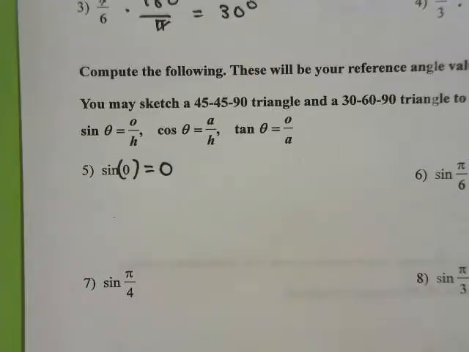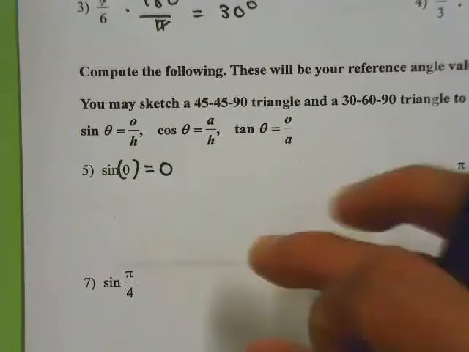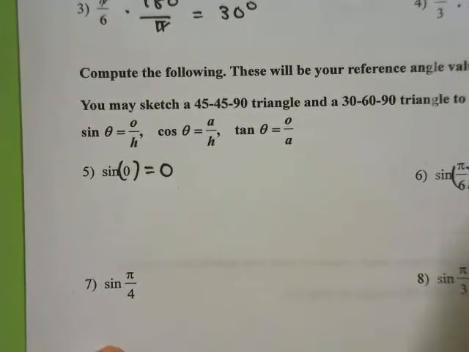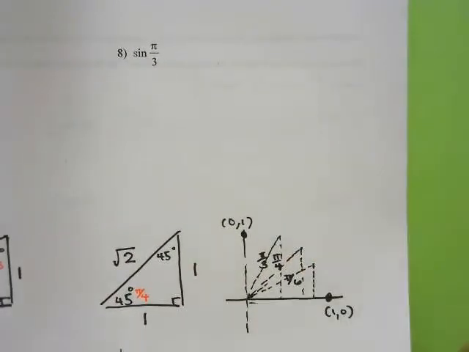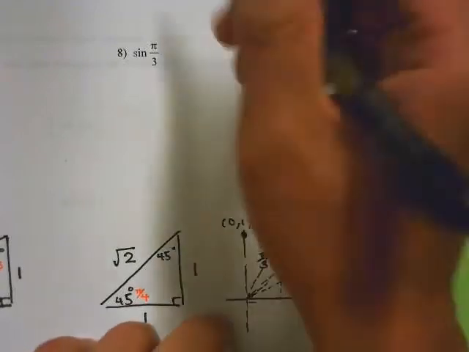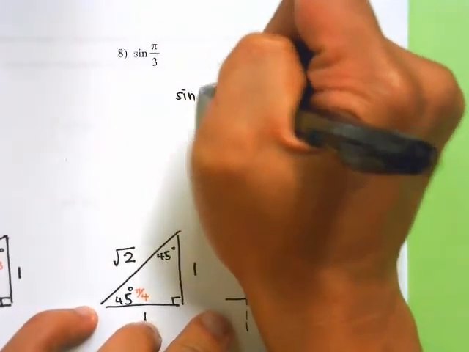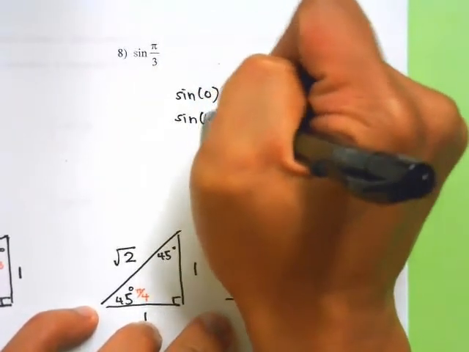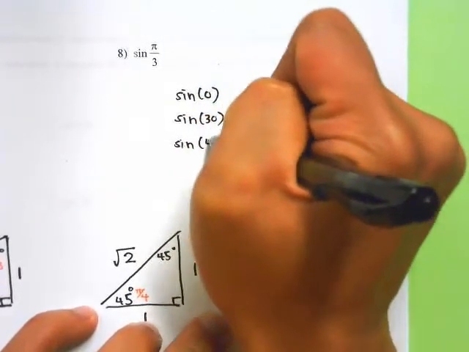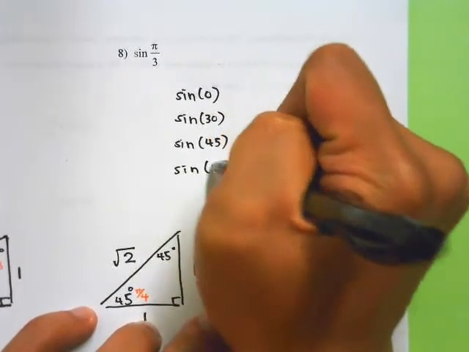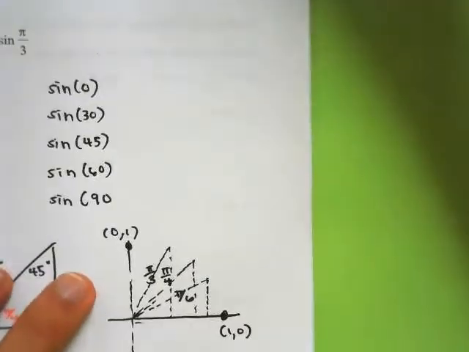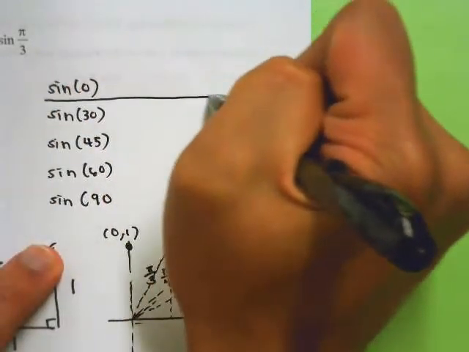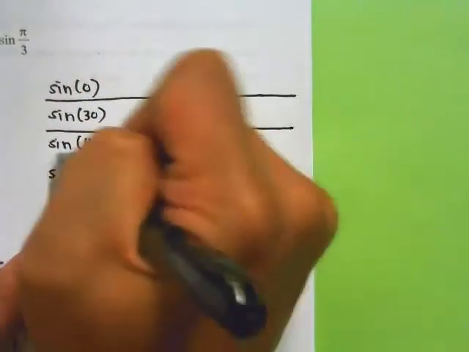So I'm asking you guys from numbers 5 to number 9 to actually evaluate these functions, but I do want to propose a small, not shortcut, but like a revelation of sorts. So I think I want to make a chart here. Sine of 0, sine of 30, sine of 45, sine of 60, and then sine of 90. A revelation pattern, I guess, if you guys want to call it that way.